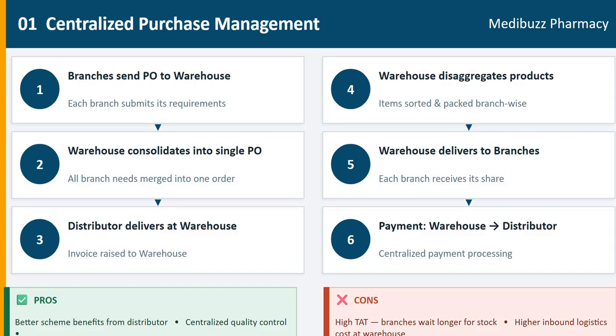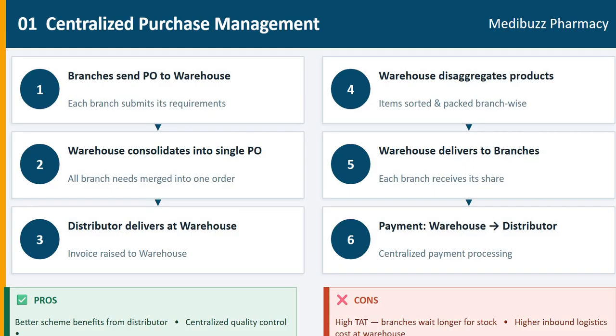Now if we want to know the pros and cons of this model: the warehouse of course does purchasing in bulk, so they get a better scheme amount from the distributors. Secondly, there is centralized control of inventory from the warehouse, like what needs to be purchased, where to be purchased, everything like that.